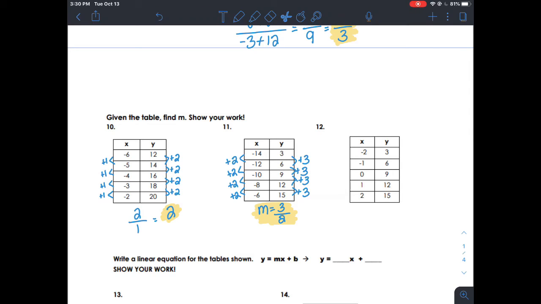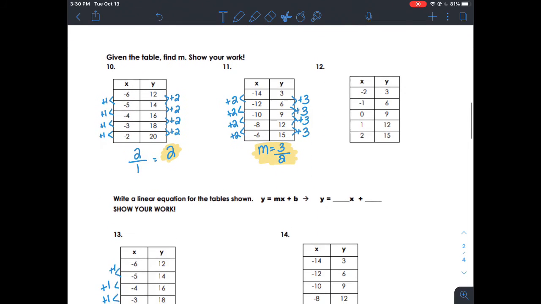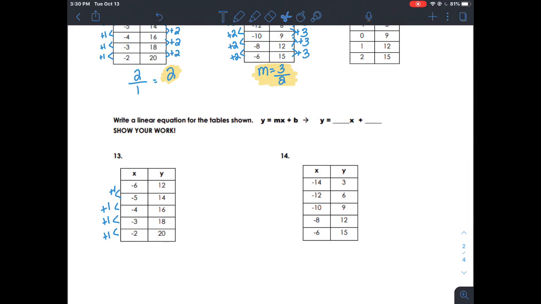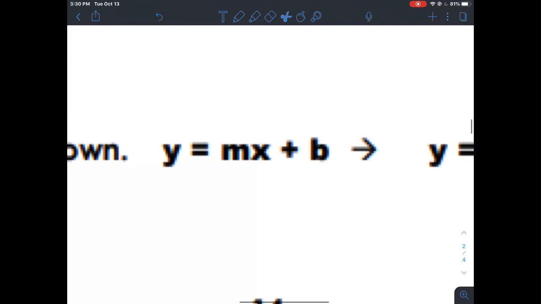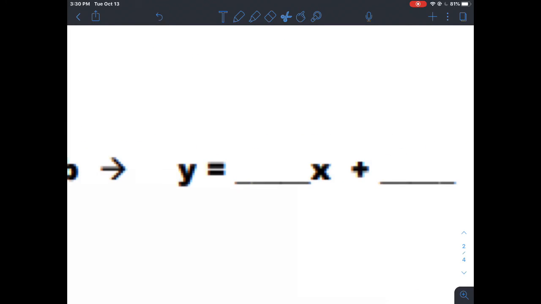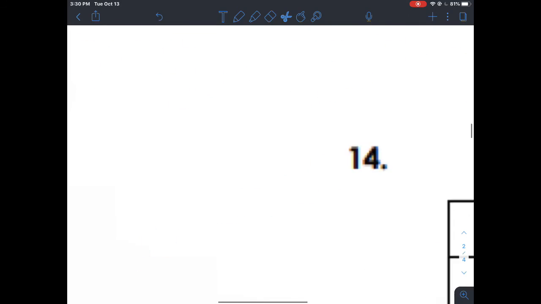I want you to try number 12 on your own, okay? Number 13, we're going to do the same thing, except I want you to write the linear equation. So I want you to find slope and the y-intercept. So again, y equals mx plus b. You are plugging in m. You are plugging in b.